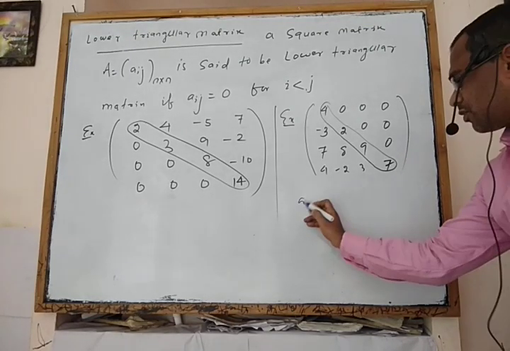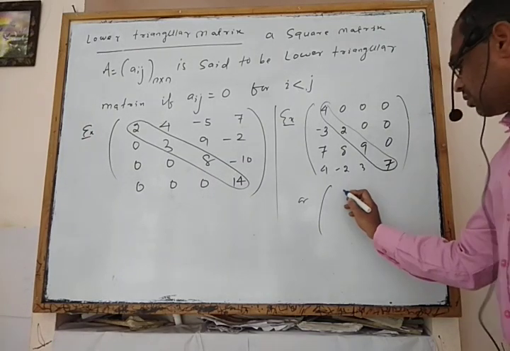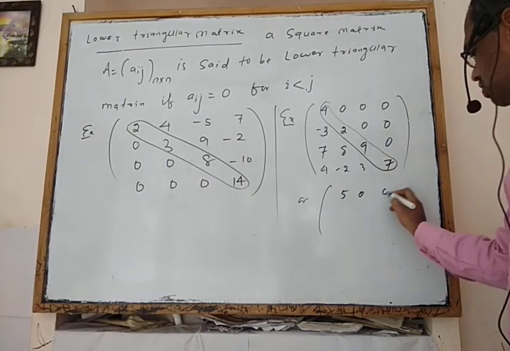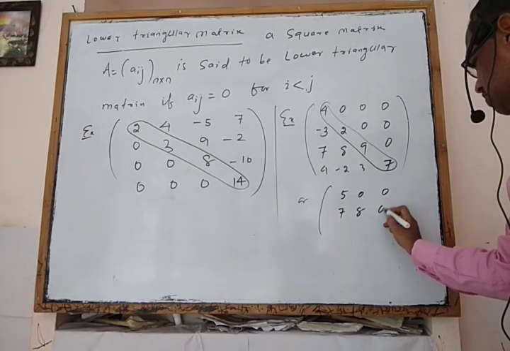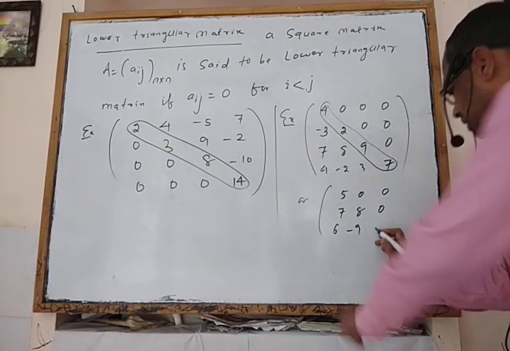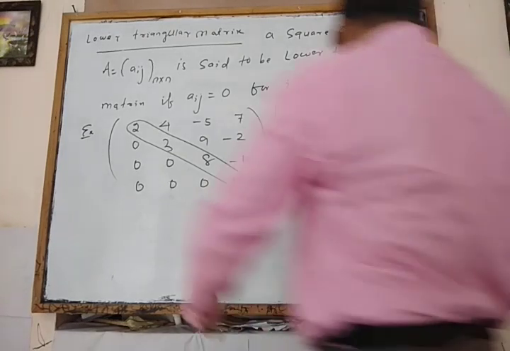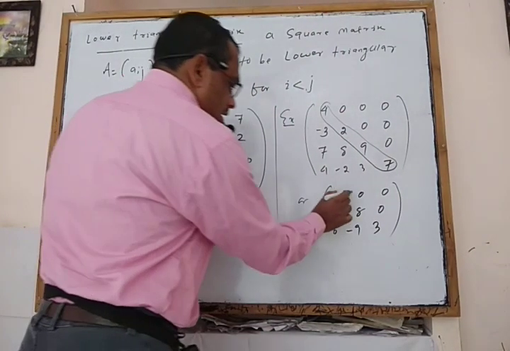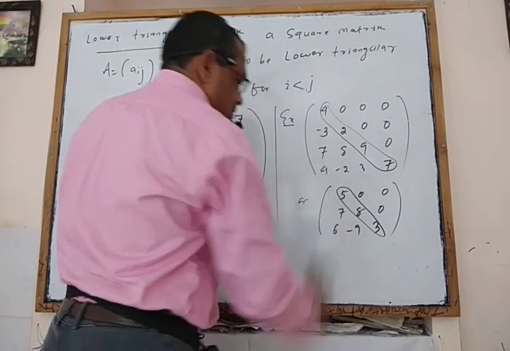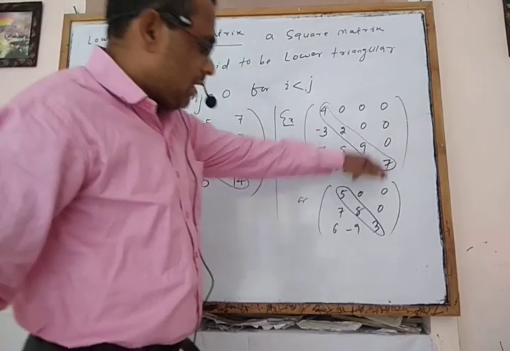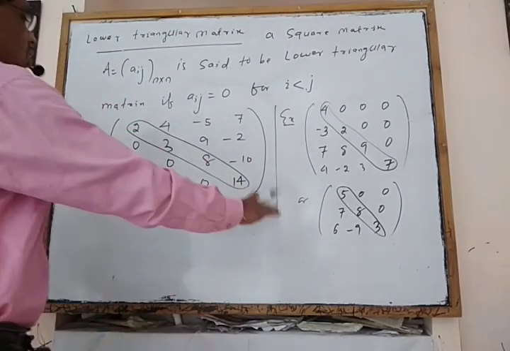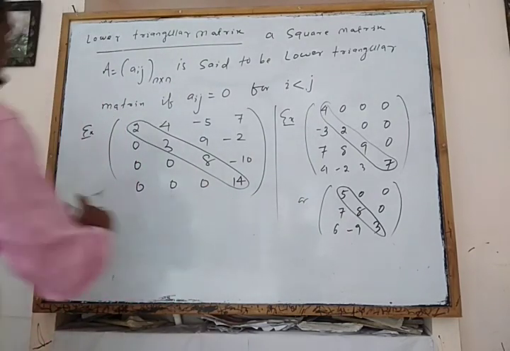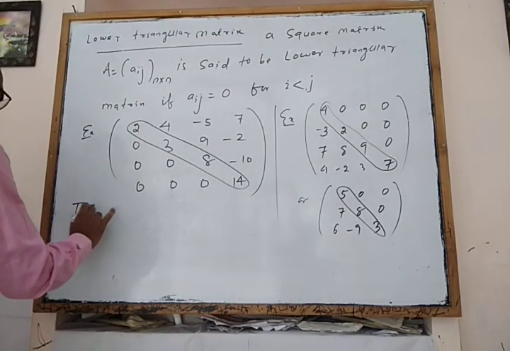Or another example of a lower triangular matrix: 5 0 0, then 7 8 0, then 6 -9 3. This is also a lower triangular matrix. Here these are the diagonal elements. Above the diagonal the part is 0, below it is not 0. So this is called a lower triangular matrix. Next we go to the triangular matrix.